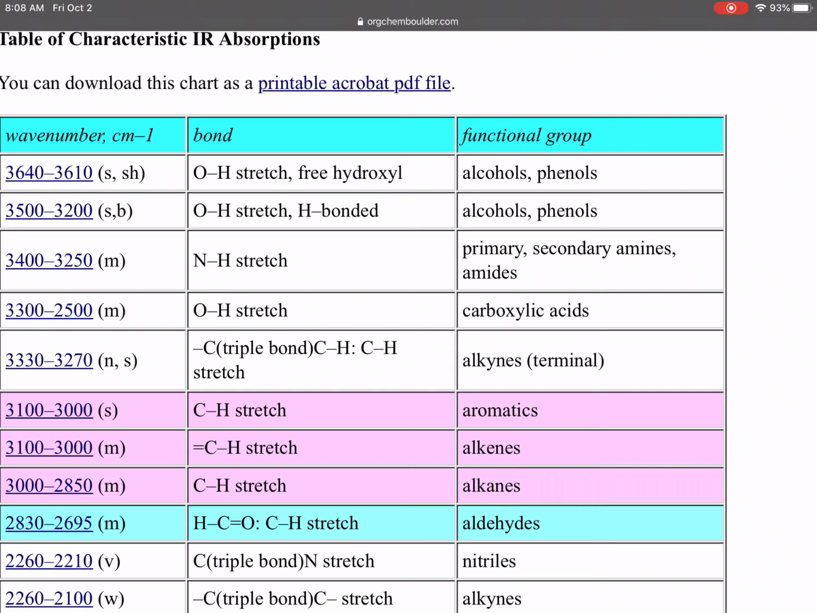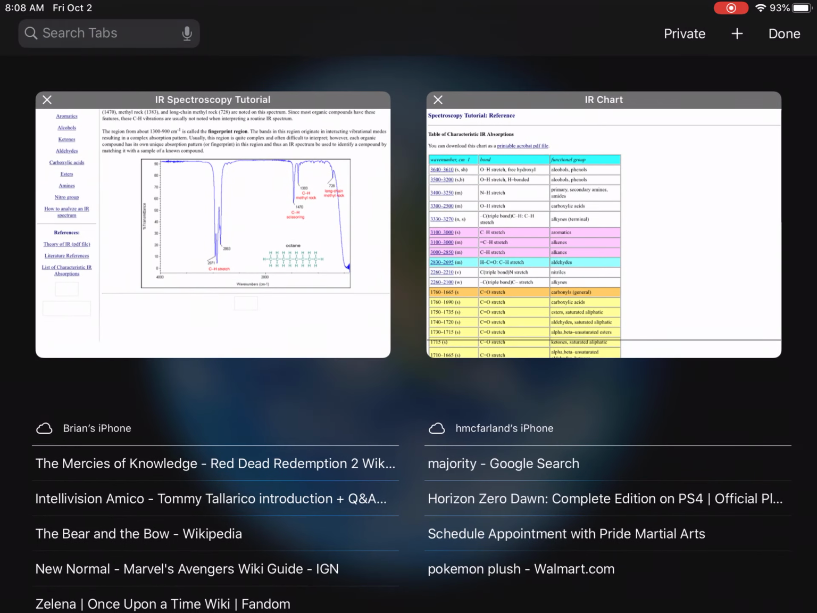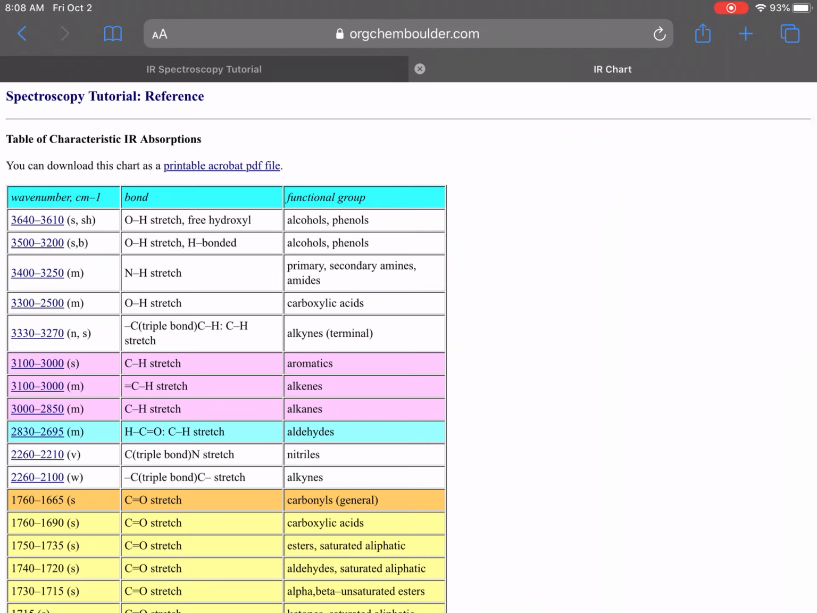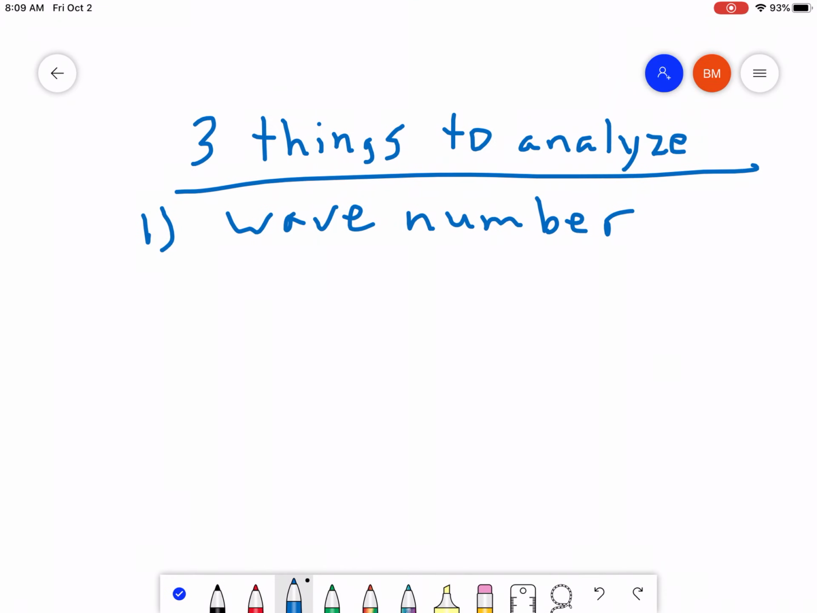Whenever you're trying to analyze an IR, I would definitely recommend having one of these correlations tables present. This one is very good, but you can find them pretty much anywhere. Your textbooks will have them. You can Google them and find all sorts of IR charts online. So it's never really that hard to find one. All right, so that's one thing. We can also look at the intensity.